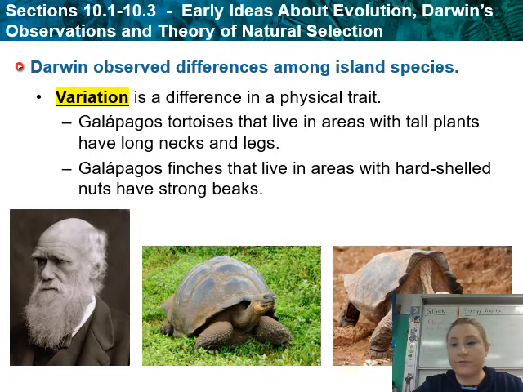Same thing with the little finches or the little birds that they saw. They had all these different beak shapes depending on what was the most common food on the island. Finches that lived in areas that had hard shelled nuts had bigger, stronger beaks, and the ones that had little seeds and things had longer, more delicate looking beaks.